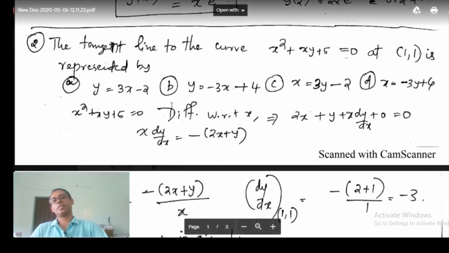Now let's see the tangent line to the curve x square plus xy plus 5 equal to 0 at 1, 1. We are given 4 options, A, B, C, D. We have to choose the correct one. Okay, so this is the curve, and we have to find the tangent.